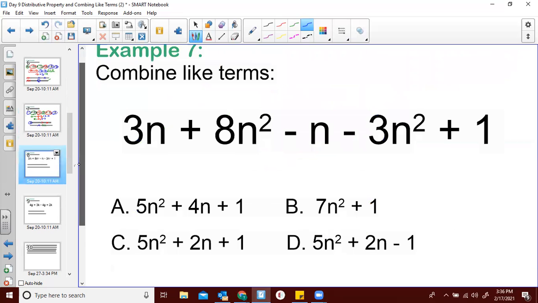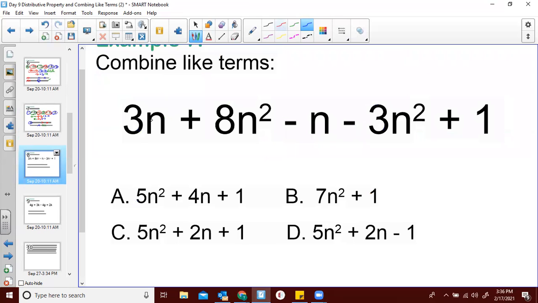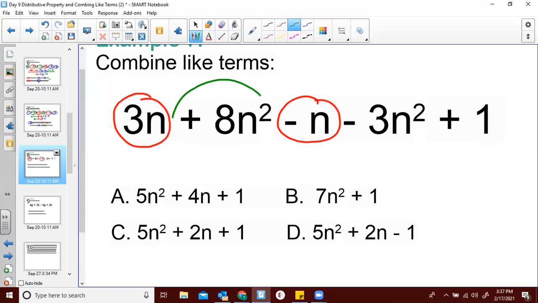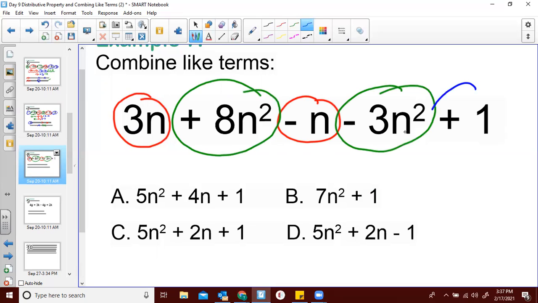All right, I'm going to do, oh yeah, I'll do both of these. These are good ones. All right, so here we have a team of 3n. Now, a lot of you are like, oh, n, no, no, no. We're going to have 3n plus 8n squared. No, that's a squared right here. That's a different thing, right? That's a different team, right? I know they're all n's, but once you have an exponent involved, then it becomes a different team. So our teams are going to be 3n and negative n. Another team is going to be plus 8n squared minus 3n squared. And then our plus 1.